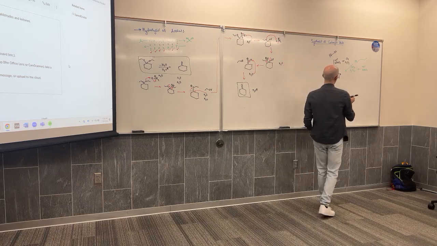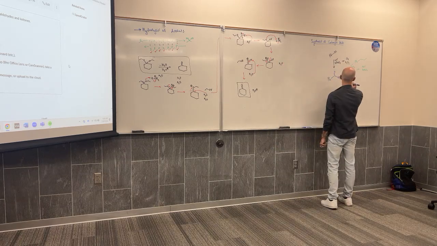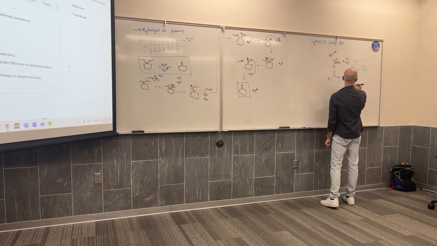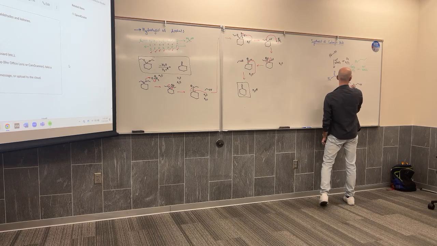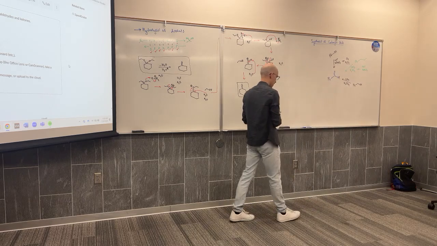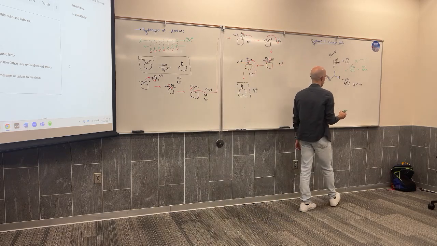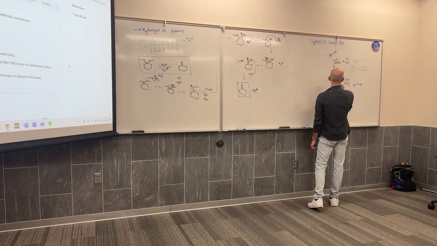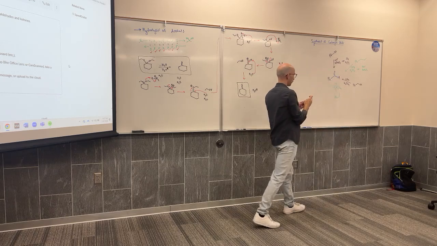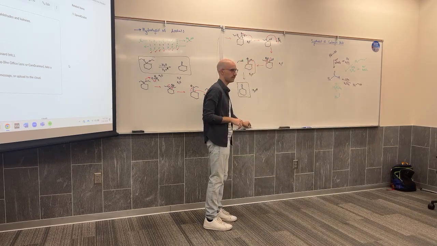Then we saw that we could make carboxylic acids by taking primary alcohols and oxidizing them with our strong oxidizer, chromic acid. And more recently, we saw that we could take aldehydes and use chromic acid to turn those into carboxylic acids.